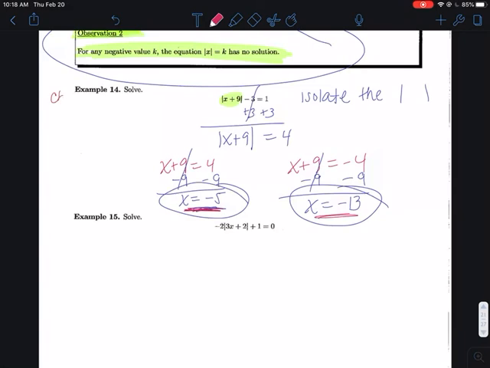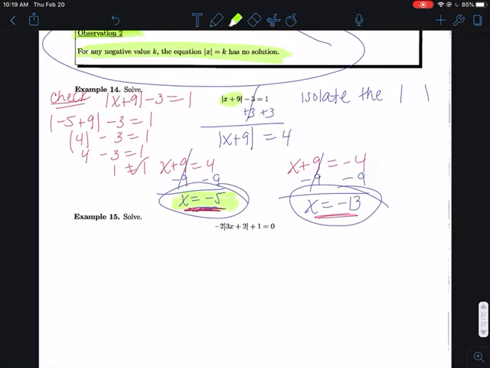That's fine. So if I wanted to check this, I'm going to go to the absolute value of x plus 9 minus 3 equals 1. Go to the original problem, and in place of x the first time, I'm going to put negative 5. So negative 5 plus 9 minus 3 should give me 1. Well, negative 5 plus 9 is 4. The absolute value of 4 is 4. 4 minus 3 is 1. So it checks. So negative 5 is definitely an answer.